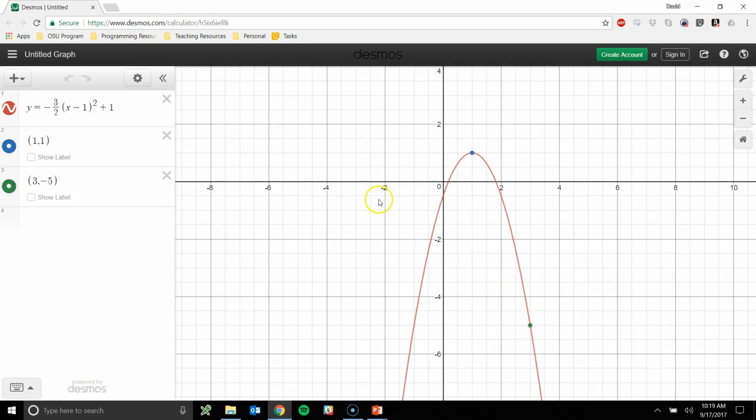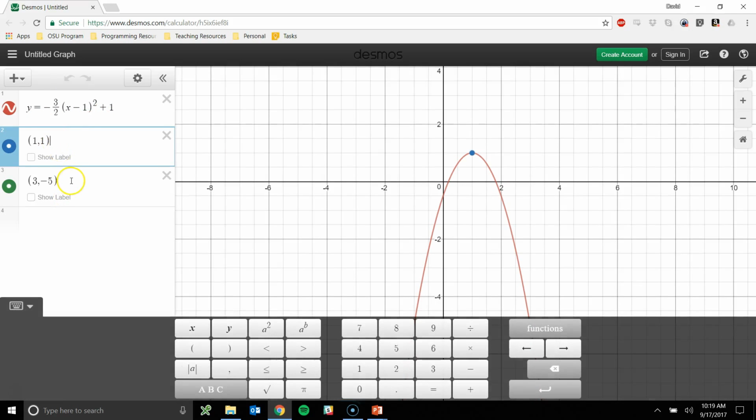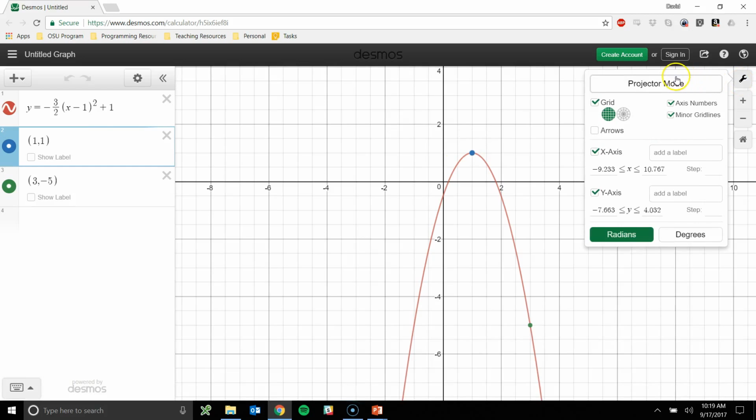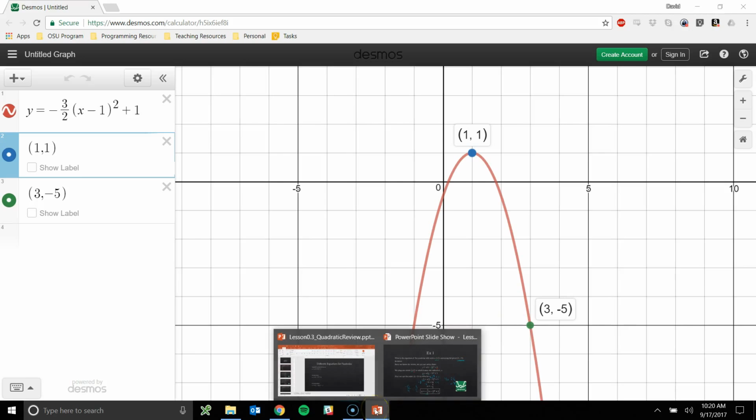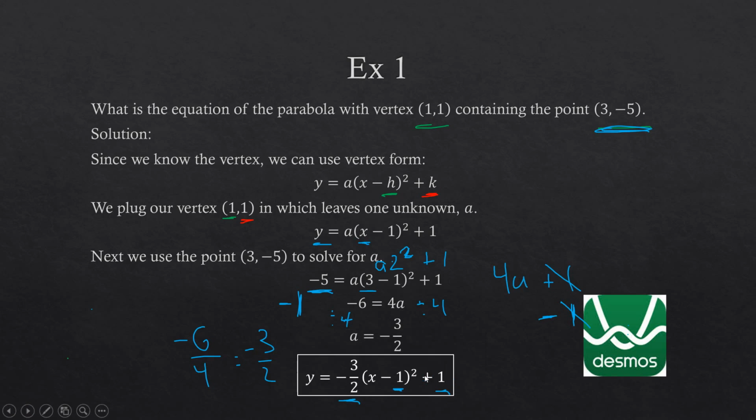Okay, so if you notice up in the upper left, this is the equation that we came up with. And then I'm just checking to see that it's going through those points in question and that this point is in fact our vertex. So there's the point 1, 1 up at the top. That's the vertex, and it's actually going through that point 3, negative 5 down there, so that's great. Okay, so that's how we can easily check our work with the graphing calculator.